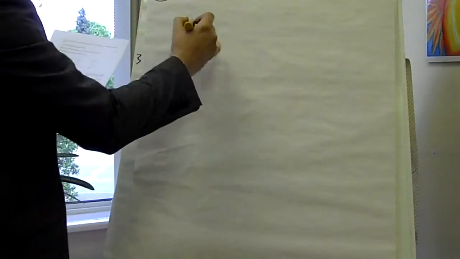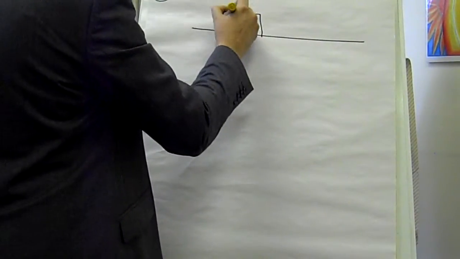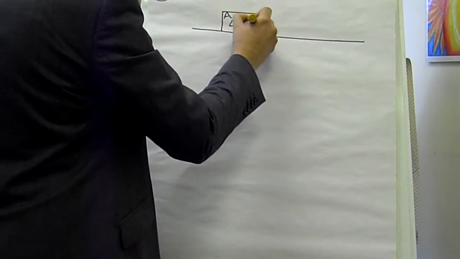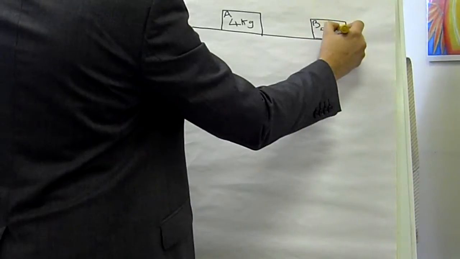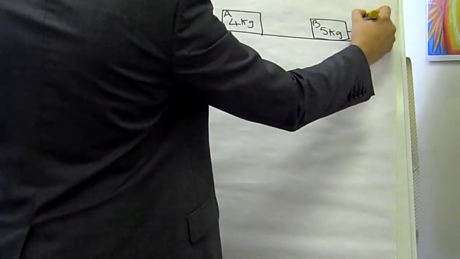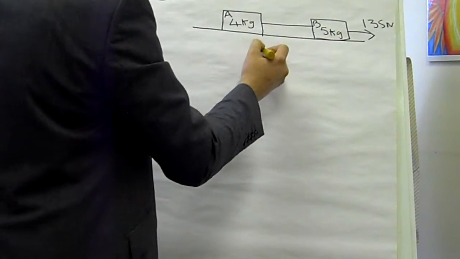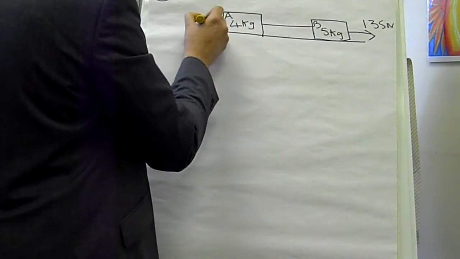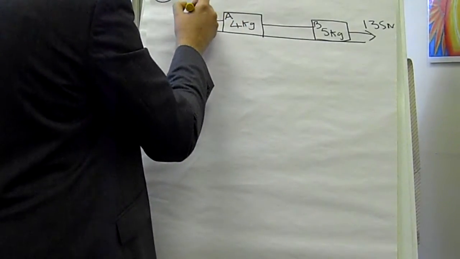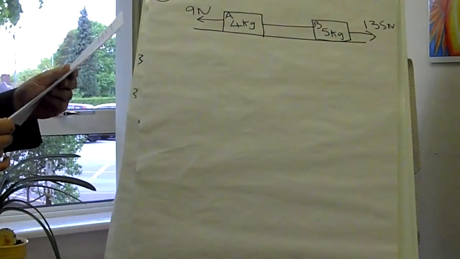Okay, this is May 2008, question 5. In this question we're given two boxes, box A which has a mass of 4 kilograms and box B which has a mass of 5 kilograms. There is a force forward here of 135 newtons. The two boxes are connected by a wire and there is a force due in that direction of 9 newtons, and we're asked to calculate the tension in the wire.